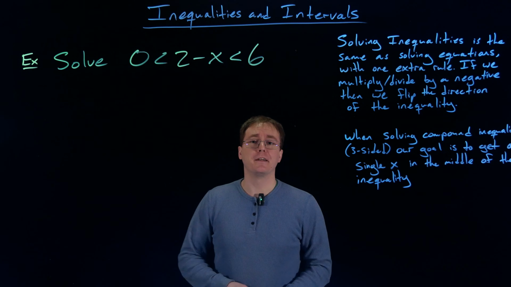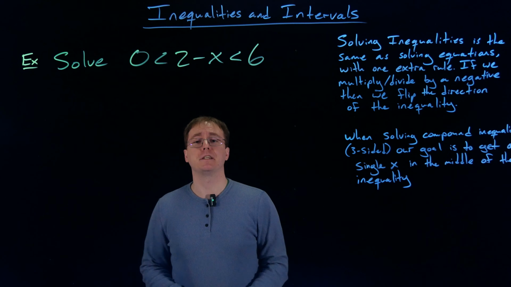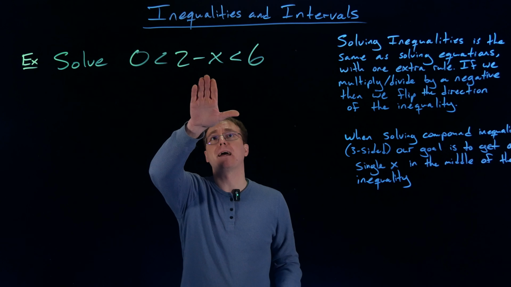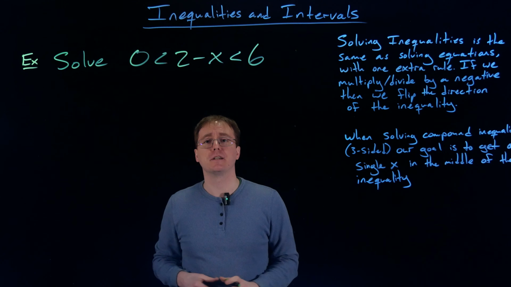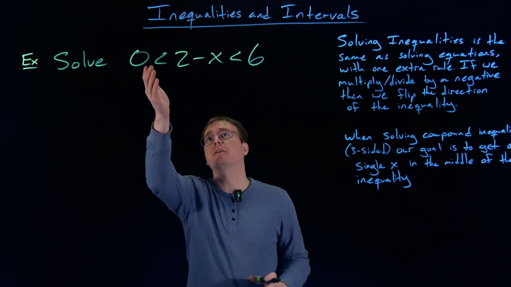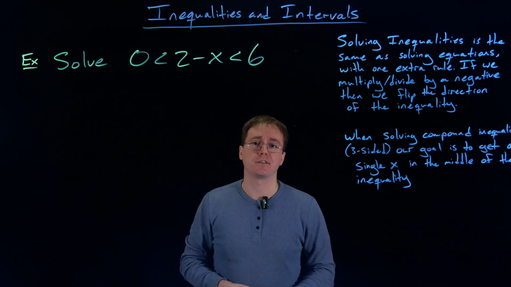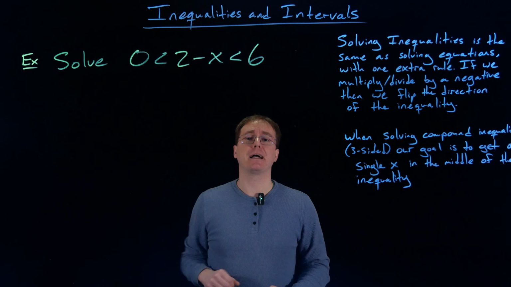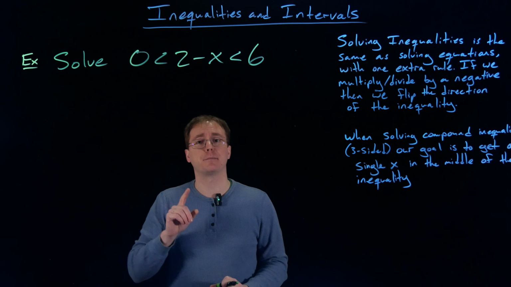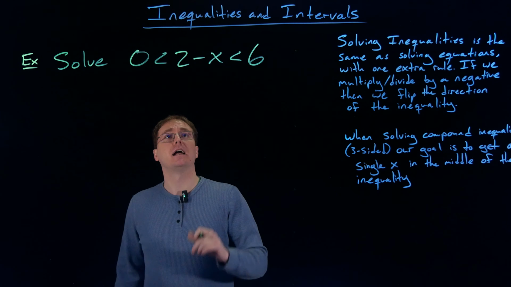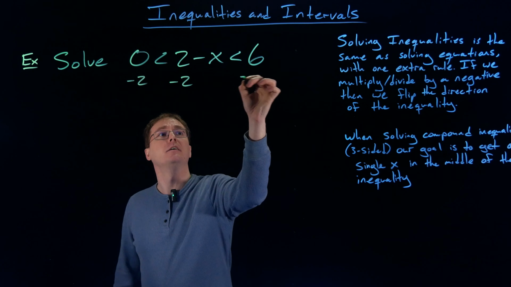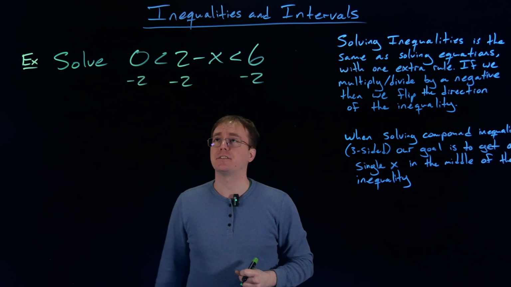All right, let's go ahead and look at another example of solving a compound inequality. This time we're trying to figure out when is 0 less than 2 minus x less than 6, or another way to phrase that, when is 2 minus x bigger than 0 and less than 6? And so in order to solve this compound inequality, we've got to get x by itself in the middle of the inequality, and it's got to be a positive x by itself. And so we can subtract 2 from all three sides of our inequality to start getting closer to getting that x by itself in the middle.